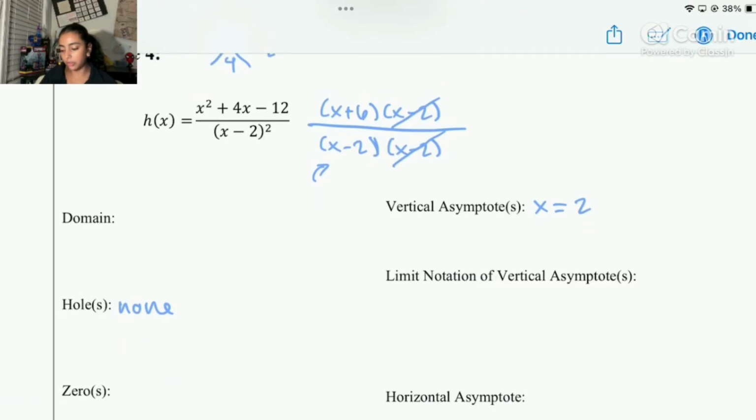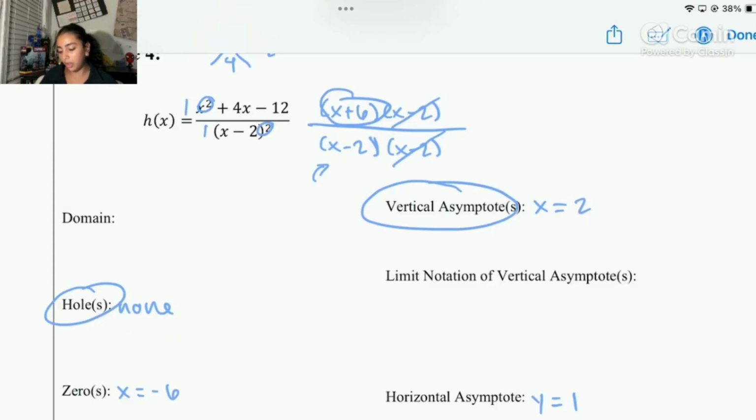For the horizontal asymptote, you can look at the powers of the top and bottom. They're equal, so you can look at the coefficients. So there's just a horizontal asymptote at y equals 1. And then zeros: we have this x plus 6 on the top, so there's going to be one at x equals -6. Domain: not going to include your vertical asymptote or holes, and we don't have holes, so it's going to be -infinity to 2 and 2 to infinity.